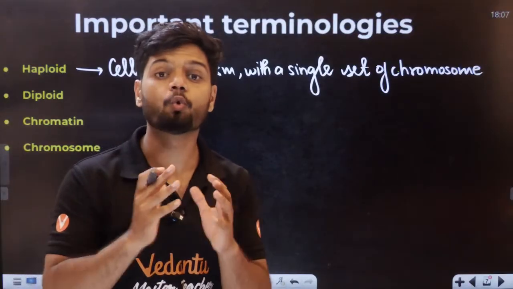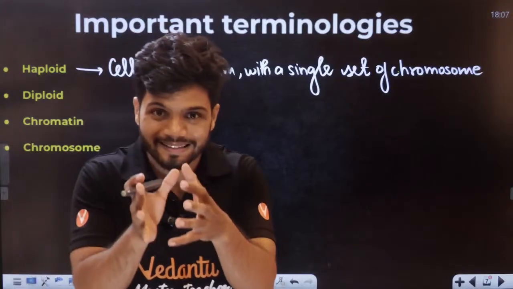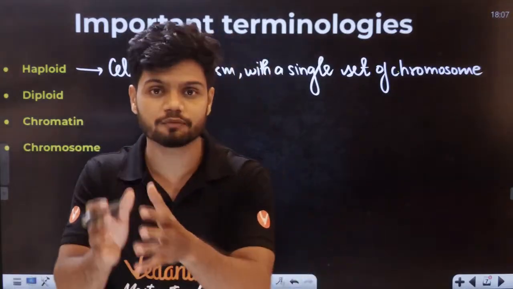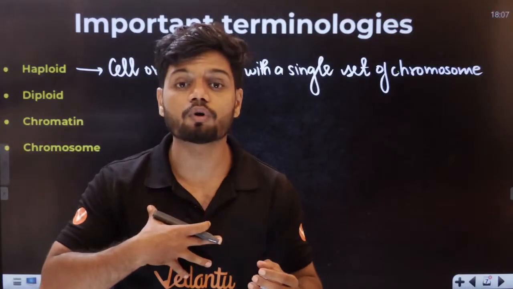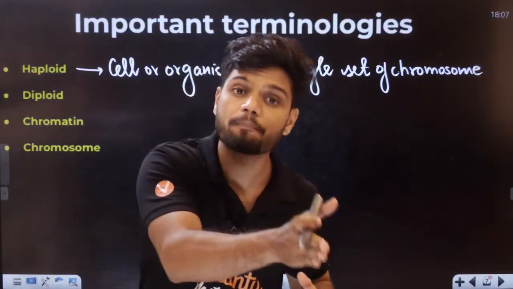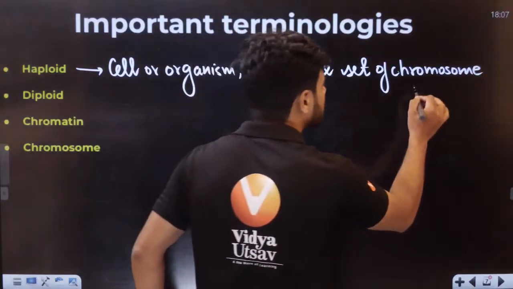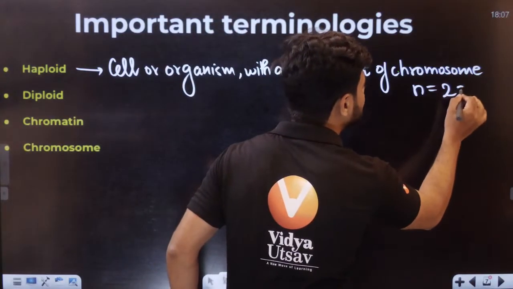It means we have 2n. So we have 23 pairs, so we have 23 chromosomes, 23 chromosomes. So in total, we have 46 chromosomes, that is diploid. Half of it is haploid. That is n, which basically means 23.